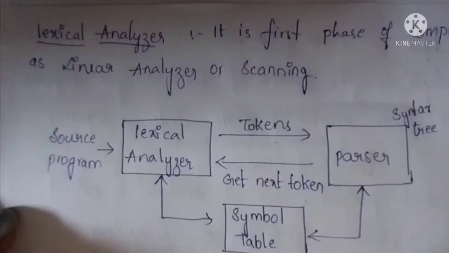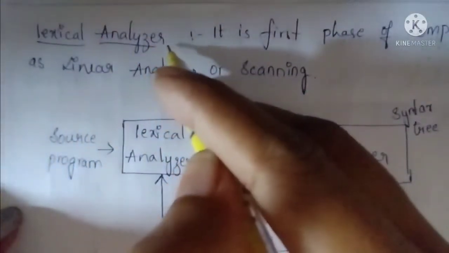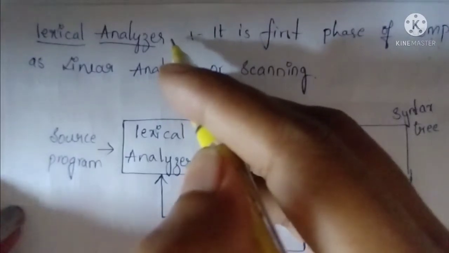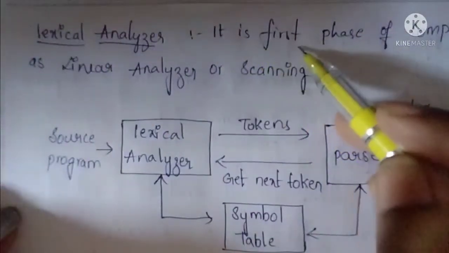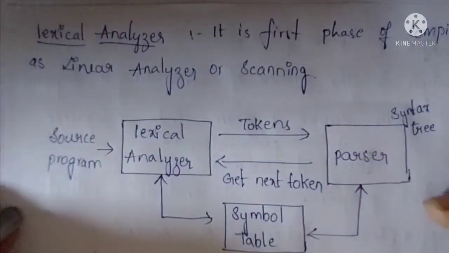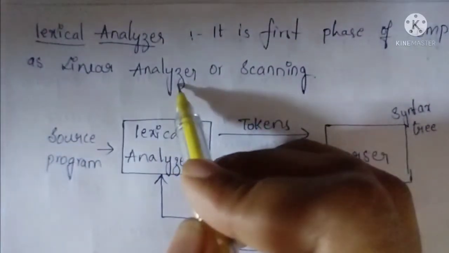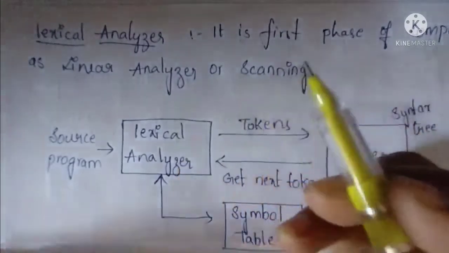Next we'll see the role of the lexical analyzer. We have already seen the definition of lexical analysis. We all know that this is the first phase of compilation, and it is also called the linear analyzer, tokenizer or scanner. These names are equal. Here, see the diagram.